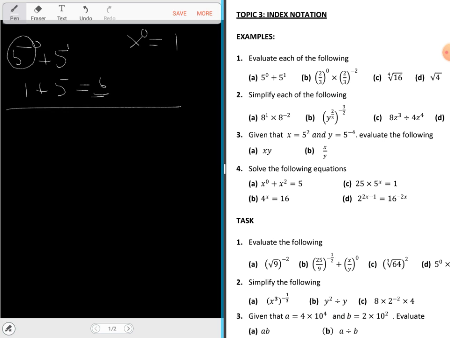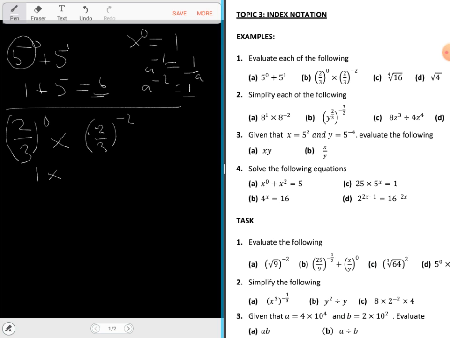Then B, we have 2 over 3 to the power 0 times 2 over 3 to the power negative 2. What you have here is just 1, remember, times. Any index like this, for example a to the power negative 1, will just give you 1 over a. If you have a to the power negative 2, this will give you 1 over a squared.